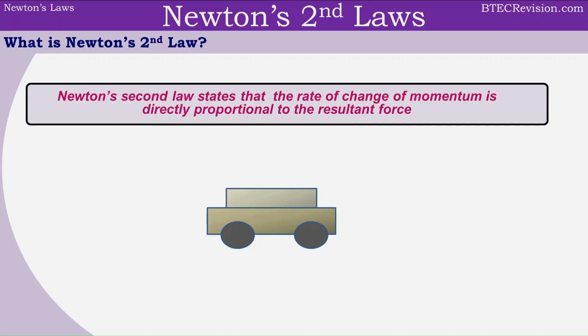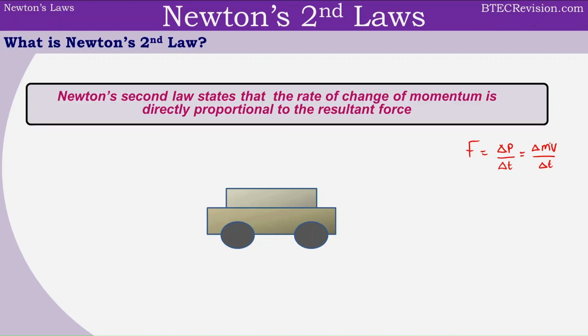Newton's second law states that the rate of change of momentum is directly proportional to the resultant force. If we were to write this in equation form, we can write this as F equals delta P for momentum divided by delta T, where T stands for time and delta stands for change in. If we remember, momentum is equal to mass times velocity, so we can replace P with mv.